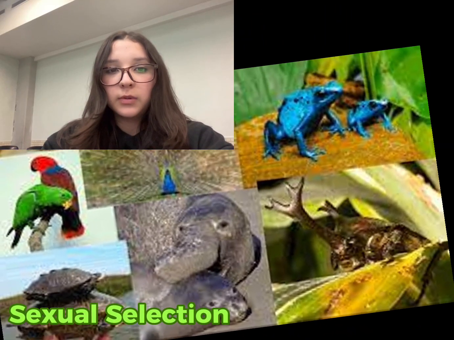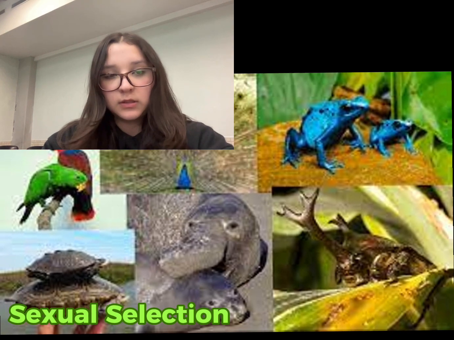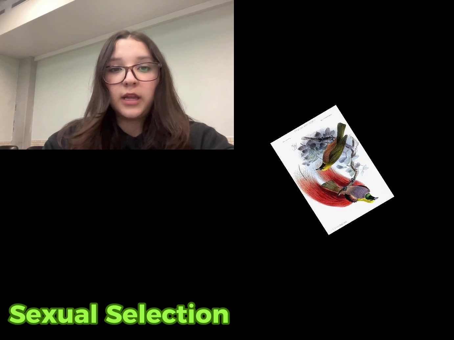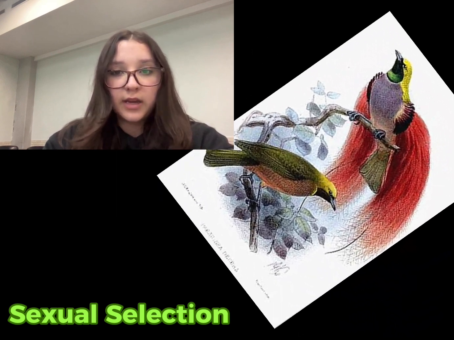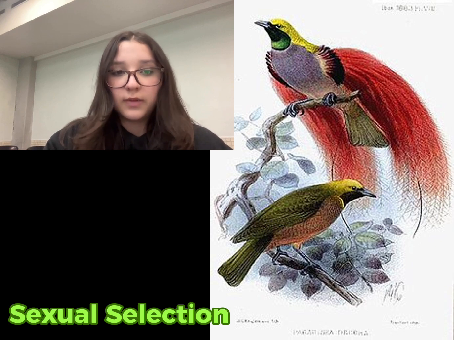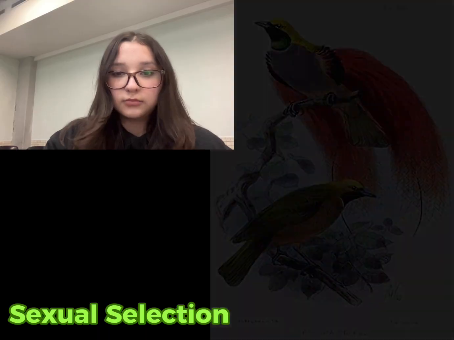Sexual selection is when one sex of a species prefers certain traits in the other sex. Its role in promoting evolution is that it contributes to the diversity and complexity of life by shaping the characteristics and behaviors of individuals within a population over time. Some examples of these species are deer, bowerbirds, and lions.